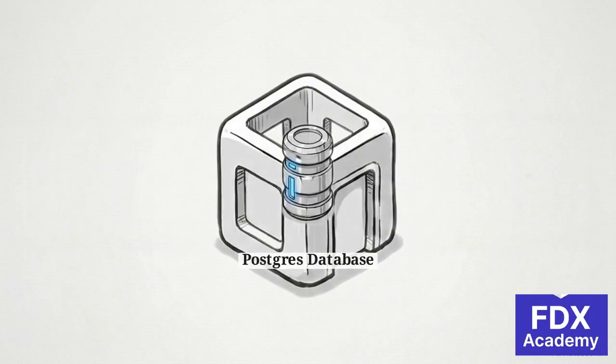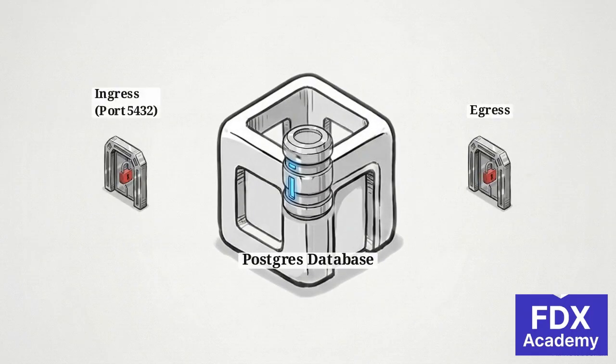Now we reach the final, most sensitive tier, the Postgres database pod. We open its ingress door to receive the backend's queries. A database never initiates calls to other pods or the internet. Therefore, its egress door remains permanently locked.